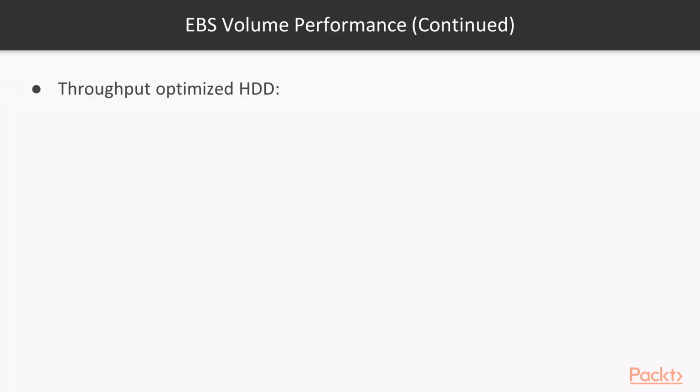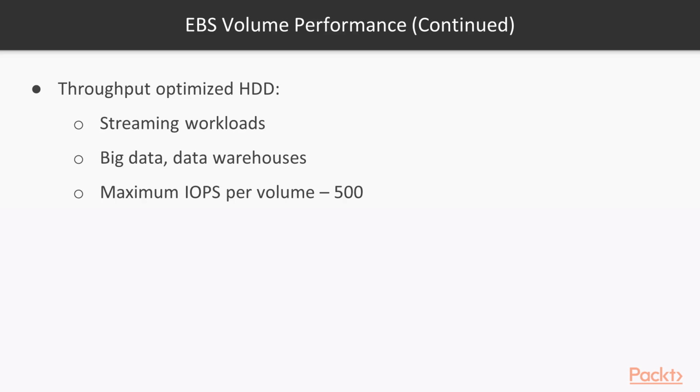Then we have throughput optimized HDD. This is used when you have streaming workloads. For example, if you're hosting big data or data warehouses in AWS on your EC2 instances, then you can consider using the throughput optimized HDD volume.